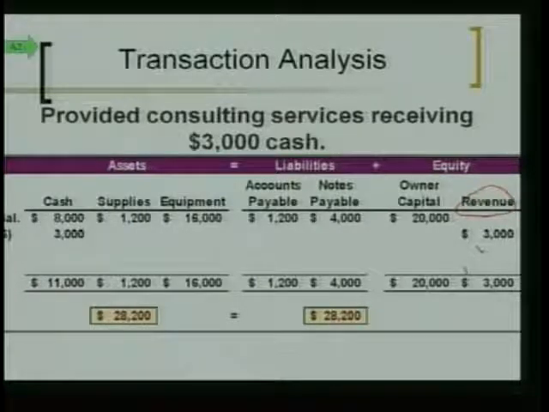And that's why these are added, okay? So revenue goes up by $3,000, and also our cash goes up by $3,000. You with me? Accounting equation still holds, doesn't it? Assets still equal liabilities plus owner's equity. Okay.